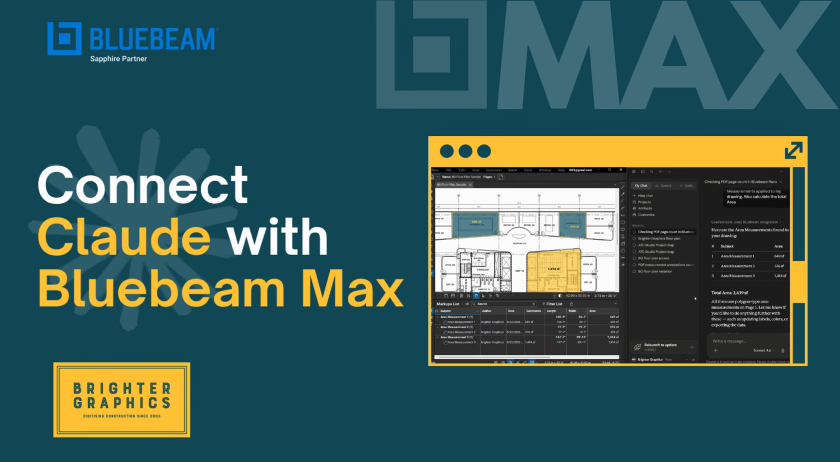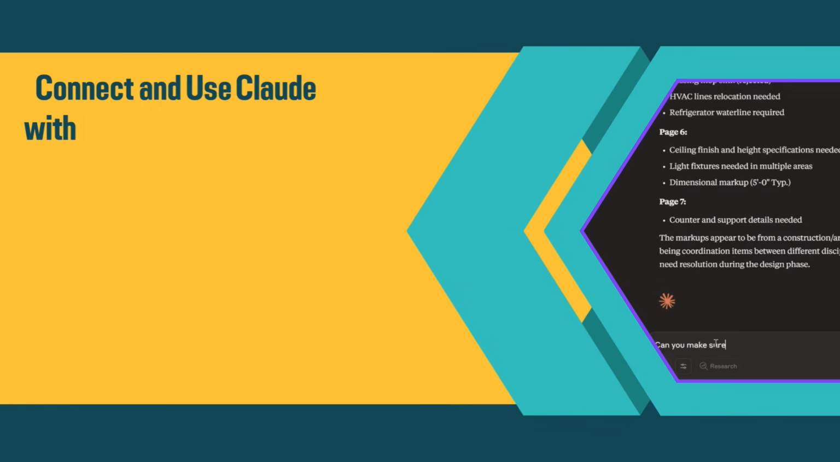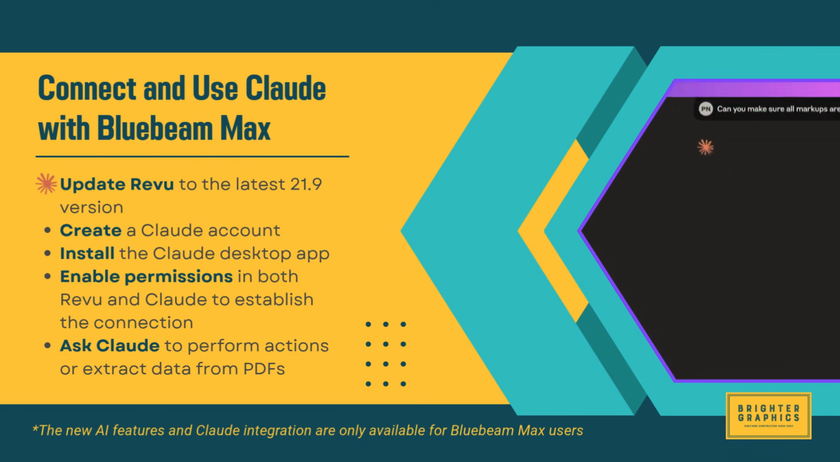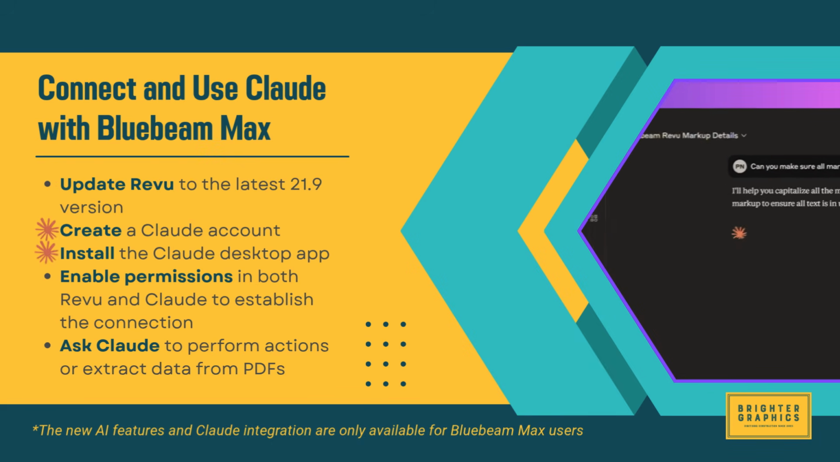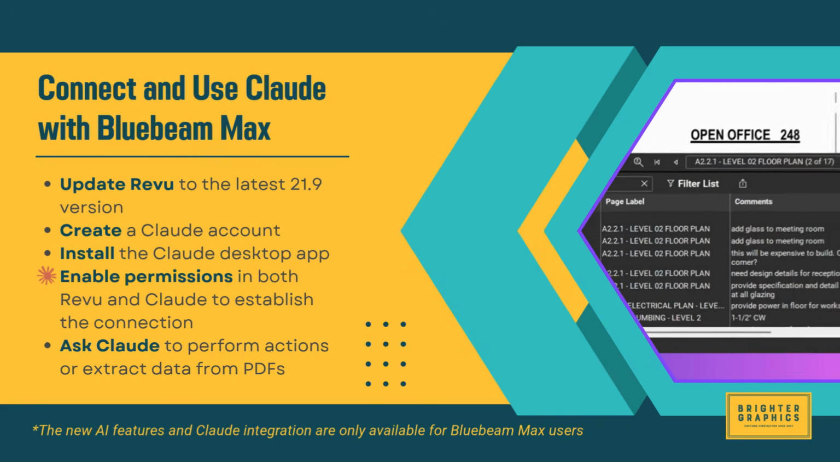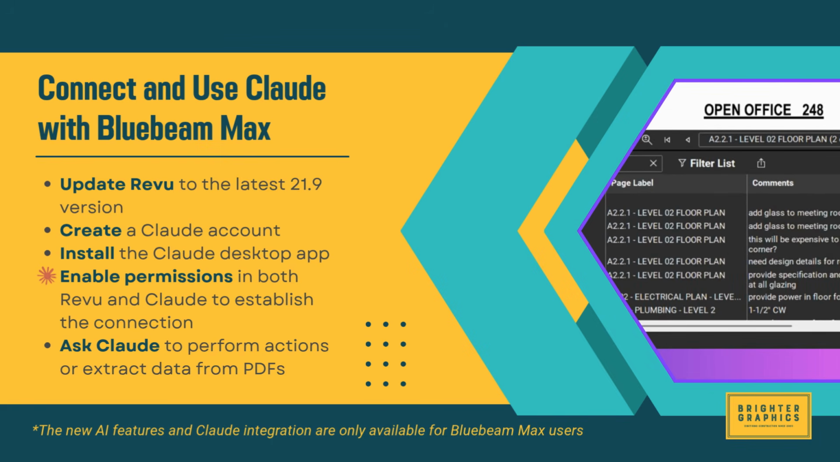To use Claude with your Revu desktop app, first update Revu to the latest 21.9 version. Next, create a Claude account and install the Claude desktop app. Then, enable permissions in both Revu and Claude to establish the connection. Once everything is set up, you can ask Claude to perform actions or extract data from PDFs that are open in Revu. Now let's see how it works.